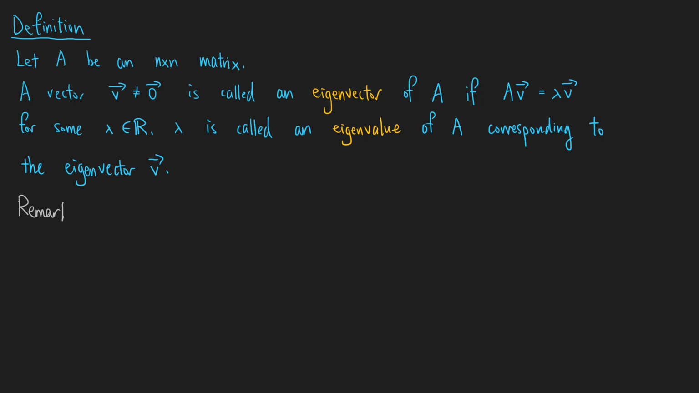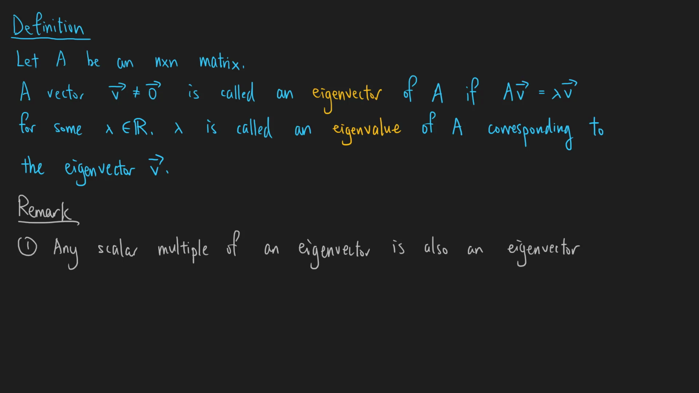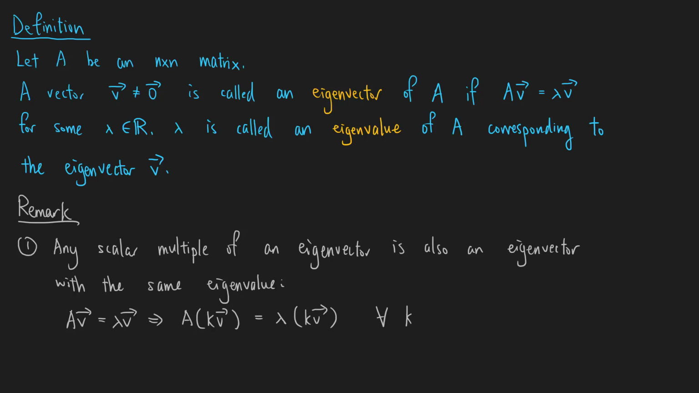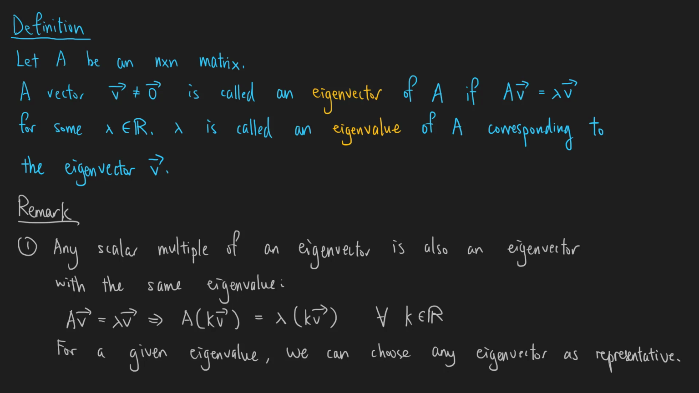There are two things to bear in mind. The first one is that any scalar multiple of an eigenvector is also an eigenvector with the same eigenvalue. Indeed, if A times V equals lambda times V, then A times bracket K times V equals lambda times bracket K times V for all real numbers K. Therefore, for a given eigenvalue, we can choose any eigenvector as a representative.